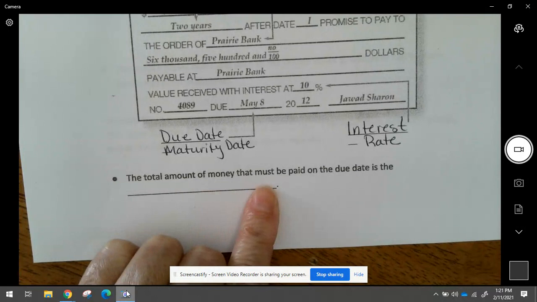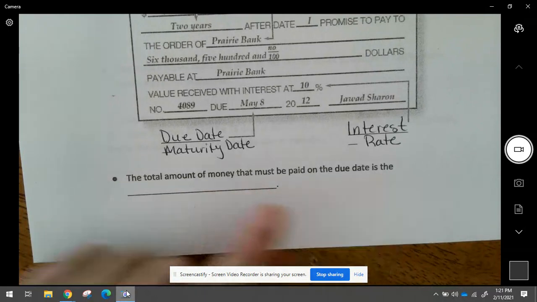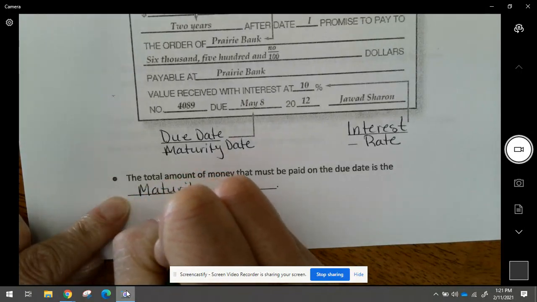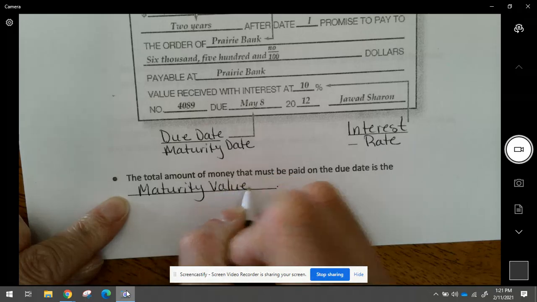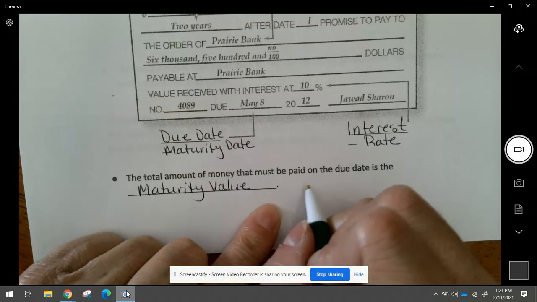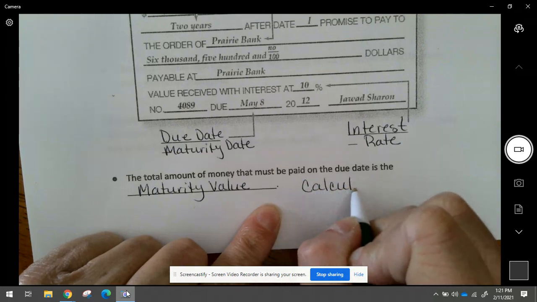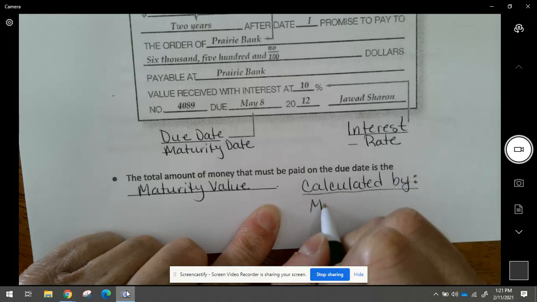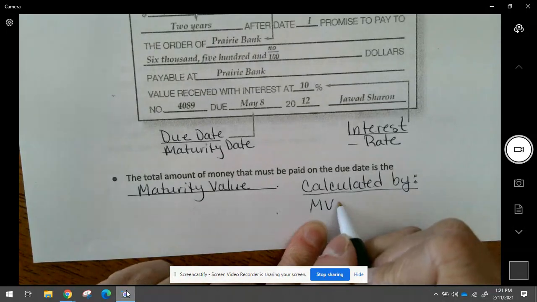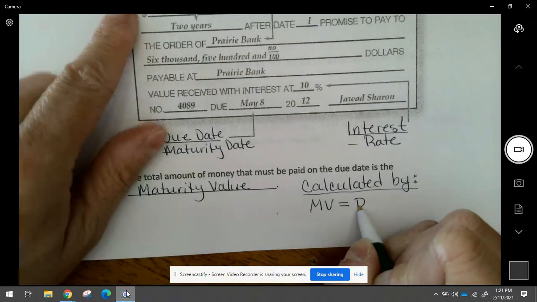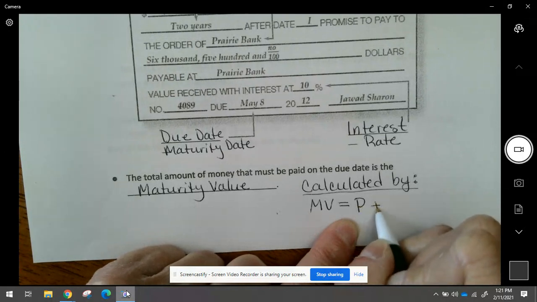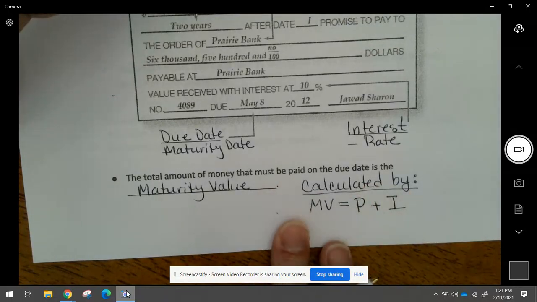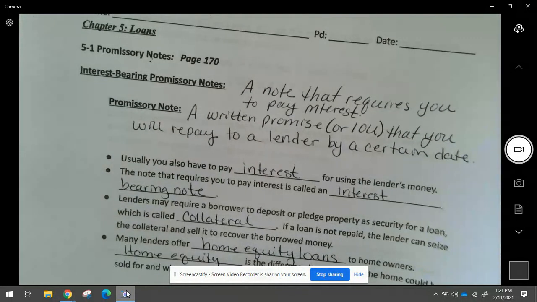The total amount of money that must be paid on the due date is called the maturity value. And you have something missing here. We need to figure out how that is calculated. This is our formula. So our maturity value we'll label with MV, equals our principal, P, remember we always use P for principal, plus our interest. Okay, let's go to the next page of notes.